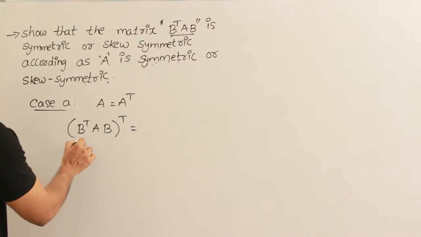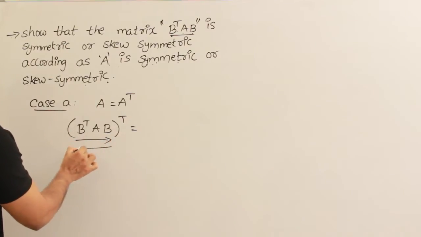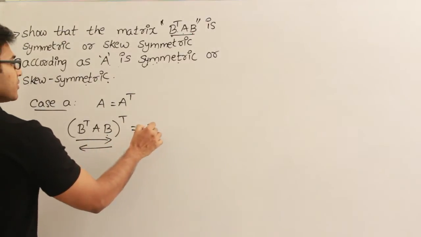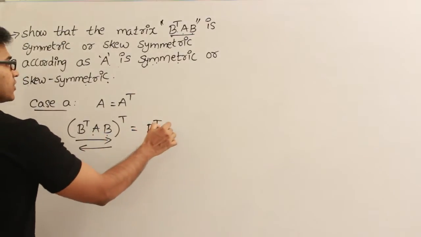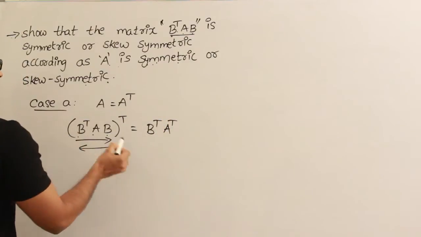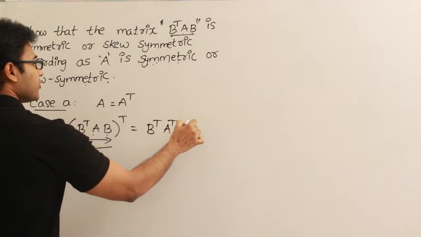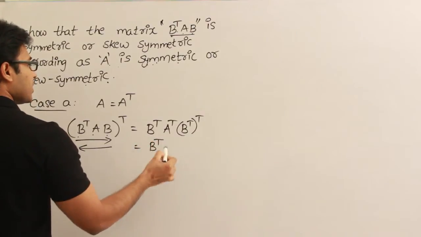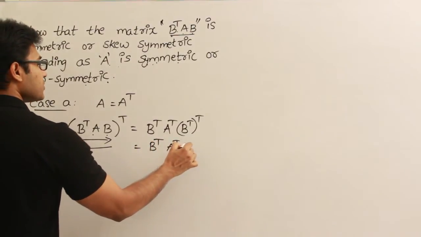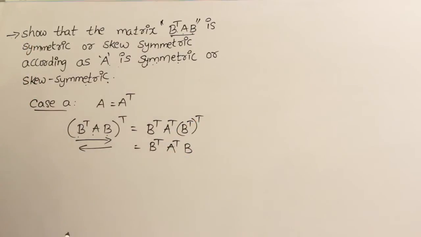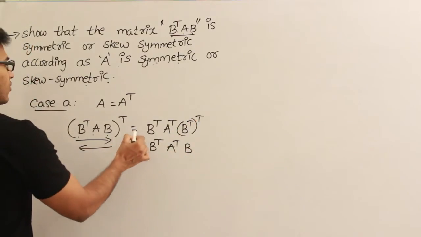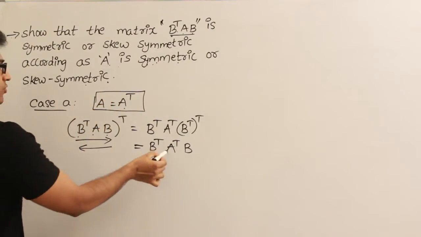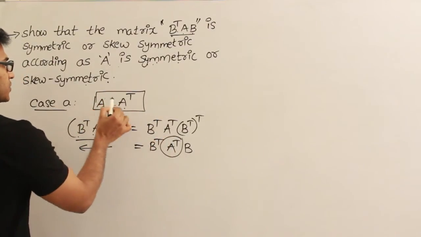So I have to write this entire order in reverse and apply transpose. Therefore, the first one will be B transpose, the second one will be A transpose, and the third one will be B transpose whole transpose. Then what do we get? B transpose, A transpose and B. B transpose whole transpose is B, right? And we have already assumed that A is symmetric, which means A equal to A transpose. Therefore, in place of A transpose, I can substitute A.